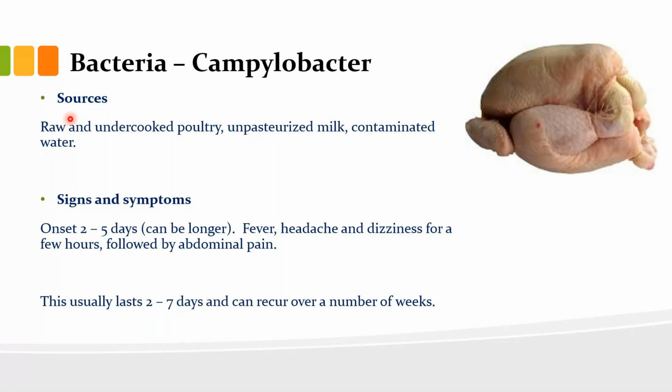Bacteria like Campylobacter. Sources: raw and undercooked poultry, unpasteurized milk. So we have to pasteurize milk, even if we like to buy raw milk. Also contaminated water. Signs and symptoms: from 2 to 5 days, can be longer: fever, headache, dizziness for a few hours, followed by abdominal pain. This usually lasts 2 to 7 days and can take a number of weeks to recover.